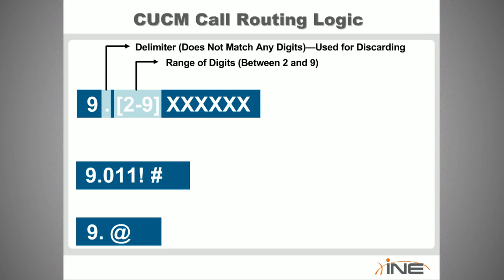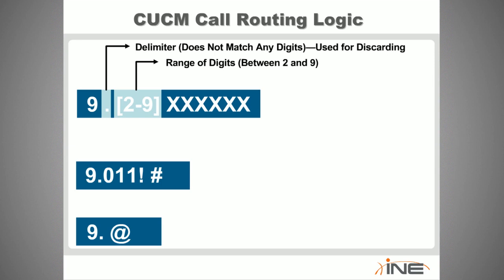Next, we see a left bracket, 2-9, right bracket. Anything within a left-right square bracket matches exactly one digit. So if we have 2-9 in that left-right bracket, we're matching any one digit that is the numbers 2, 3, 4, 5, 6, 7, 8, or 9, the DTMF digits. We're not matching 0 or 1.